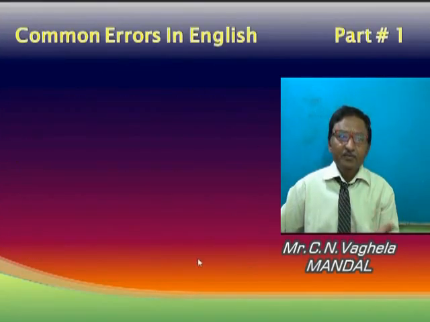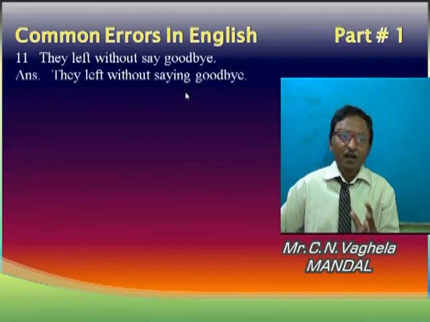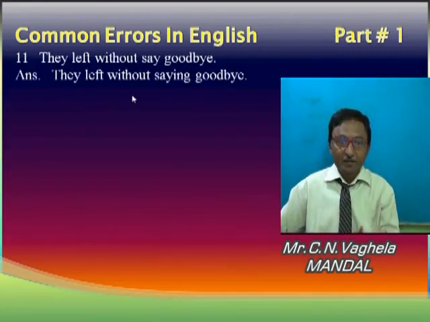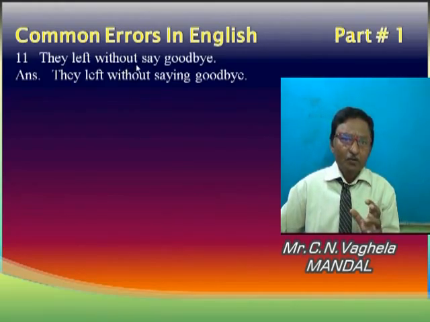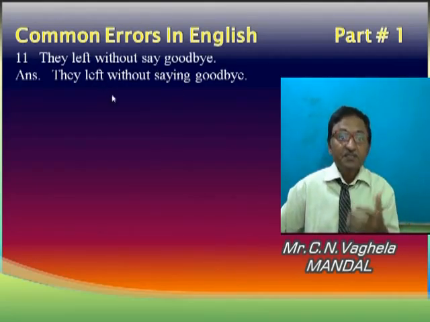Next sentence: They left without say goodbye. That is wrong. Correct is, they left without saying goodbye. Now in this sentence you will find that there is something wrong. You cannot use say after a preposition. After a preposition we cannot use a verb in its first form. So we have to use saying. Saying is a verbal noun. They left without saying goodbye.